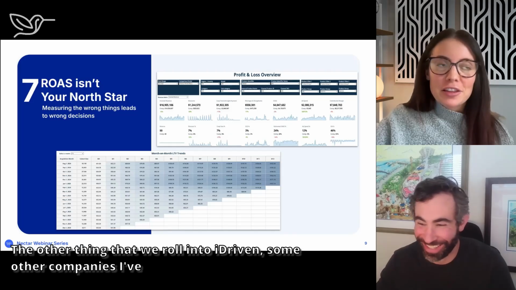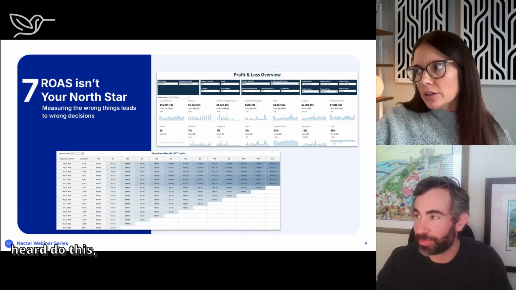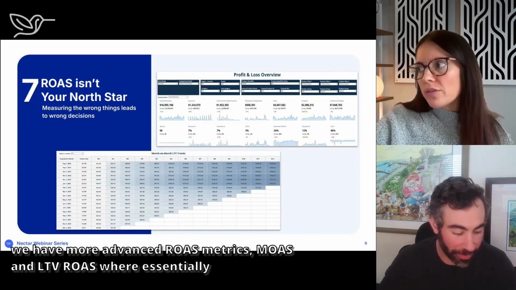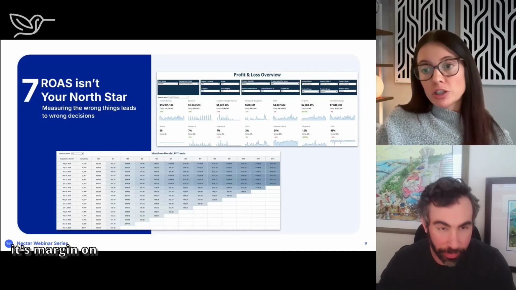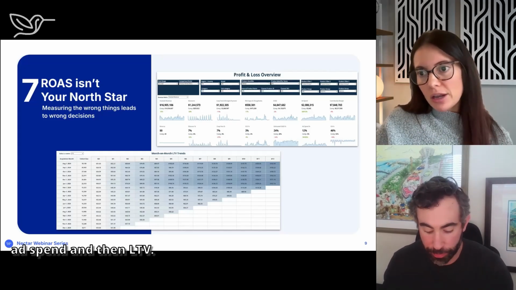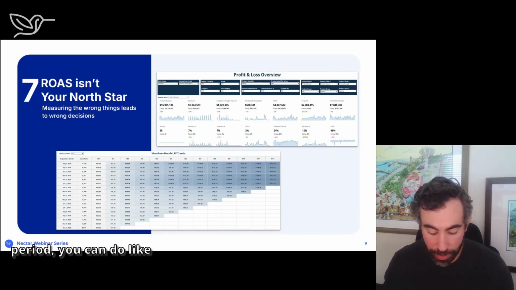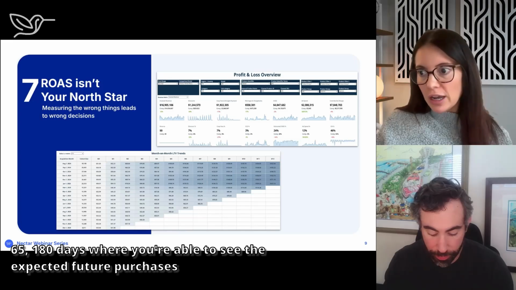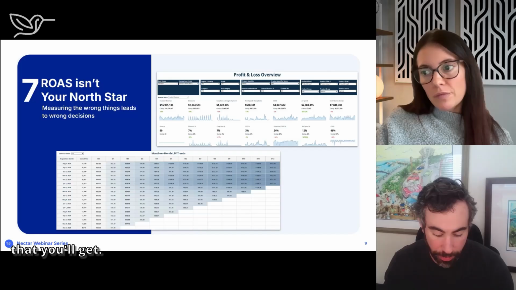The other thing that we roll into iDerive, and some other companies I've heard do this, is more advanced ROAS metrics, MOAS and LTV ROAS, where it's essentially margin on ad spend, and then LTV, so it's taking into account your costs, but also the LTV for a certain period. You can do 365, 180 days, where you're able to see the expected future purchases that you'll get.